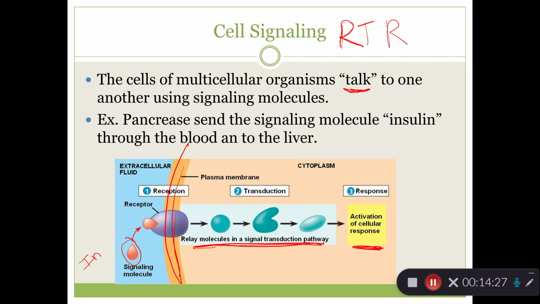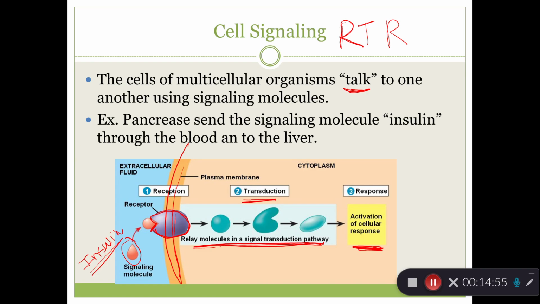The signal molecule, maybe a hormone. Reception is where the signal molecule binds to the receptor protein. Then the receptor protein relays the message. That's transduction. It relays the message in and says, tell the liver cell to open up the channel and take in insulin. So that's an example, but it's so cool.